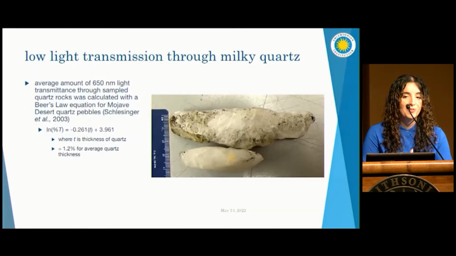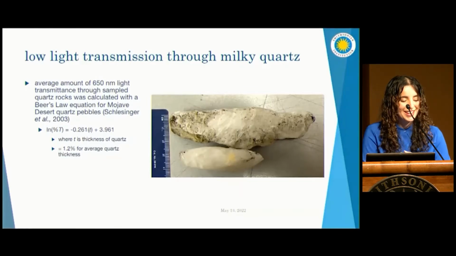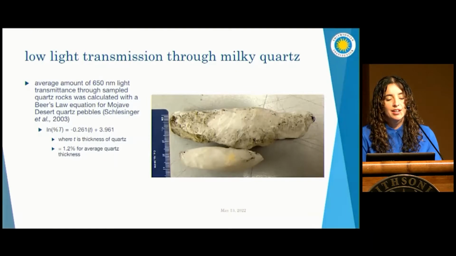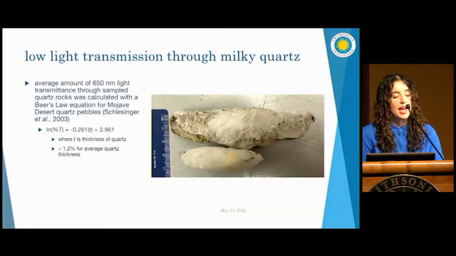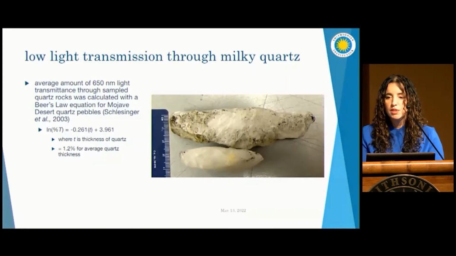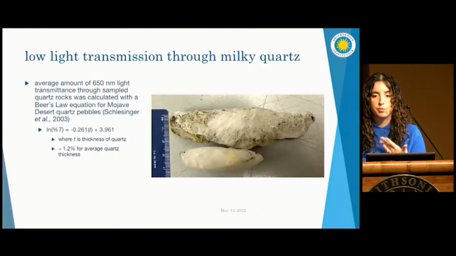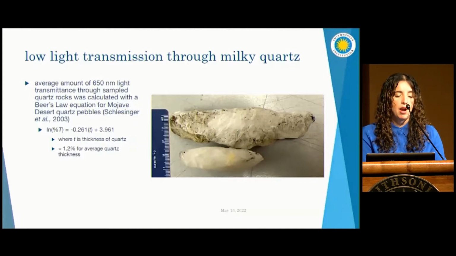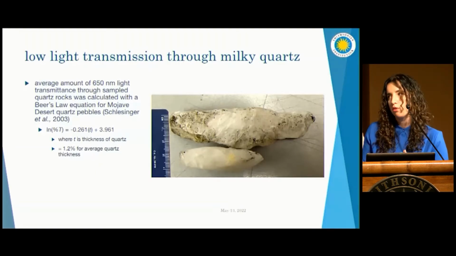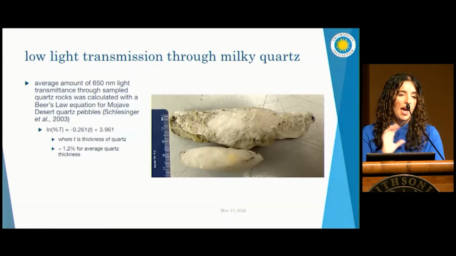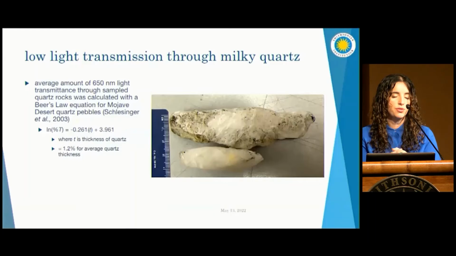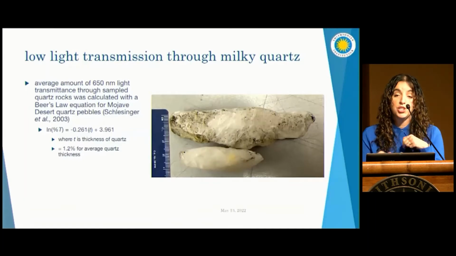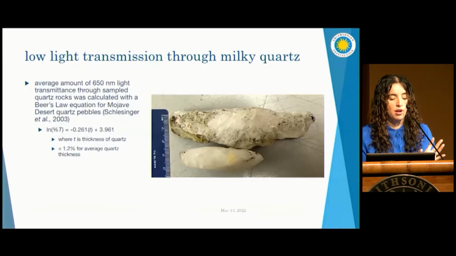It turns out there was a group of geologists, Schlesinger et al. in 2003, that studied this very question on Mojave Desert milky quartz, this type, and developed an equation to calculate how much 650 nanometer light transmits through the rock as a function of thickness. Our average quartz thickness was about 2.5 centimeters, and for that thickness, it would be about 1.2% of 650 nanometer light reaching the moss, which is pretty small.